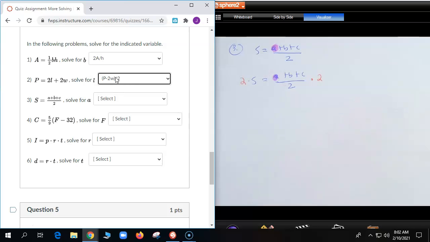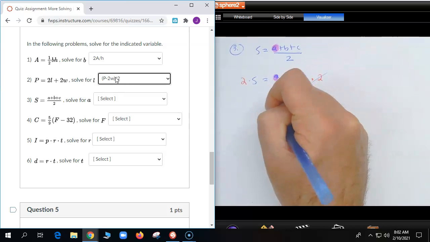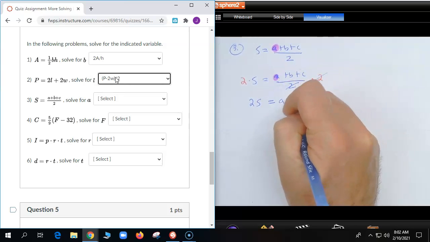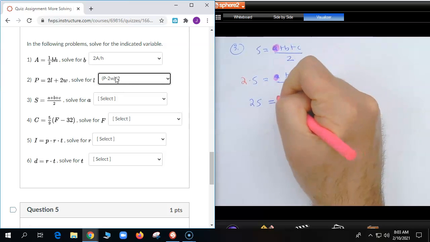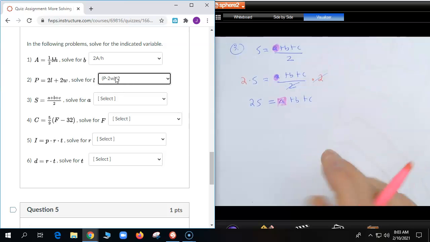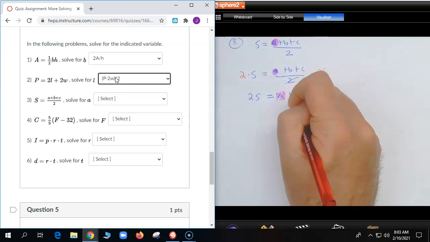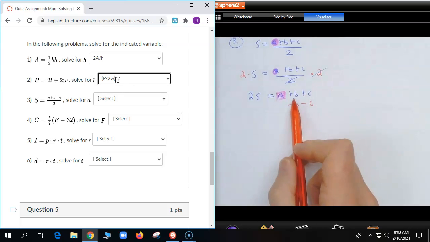Magic happens again because the 2's cancel, and then I get 2S equals A plus B plus C. Again, I'm trying to get A by himself, so I need to unpack the plus B and the plus C. I can do that pretty easily. I'm going to subtract B from both sides, and I'm going to subtract C from both sides. That'll take care of it.